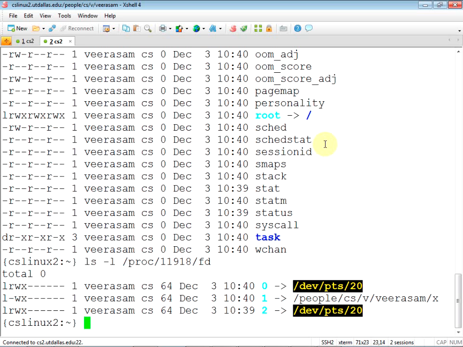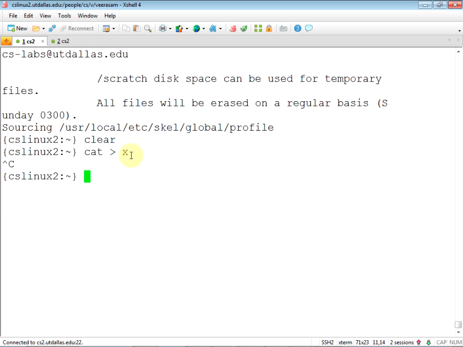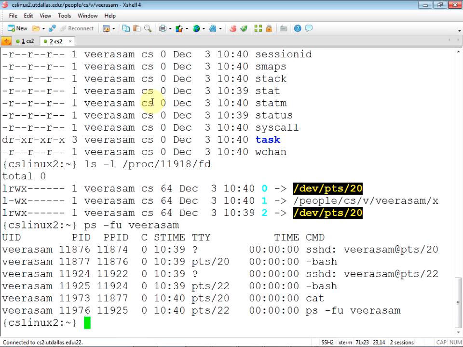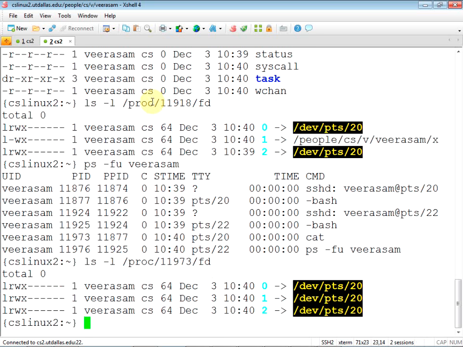It shows how that 0, 1, 2 are mapped. So it says 0 is a standard thing. Even before I show this, I should just say cat. Let's do cat alone. Of course, now that I did it, the process would have changed. Let's see. That's a cat 11973. Standard input, standard output, error output. Everything is tied to your terminal. See that?